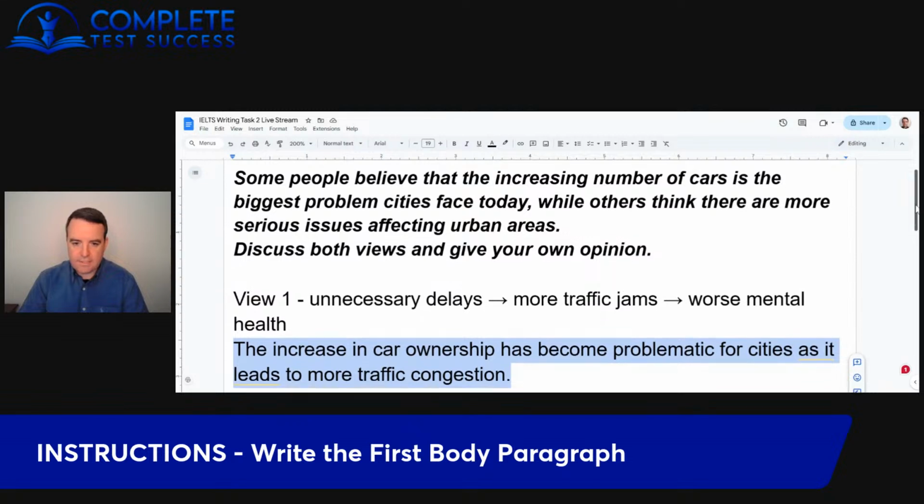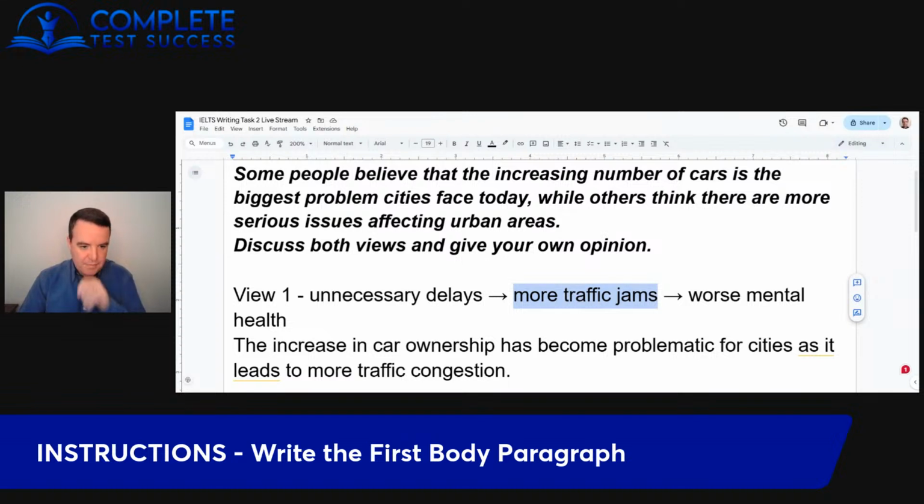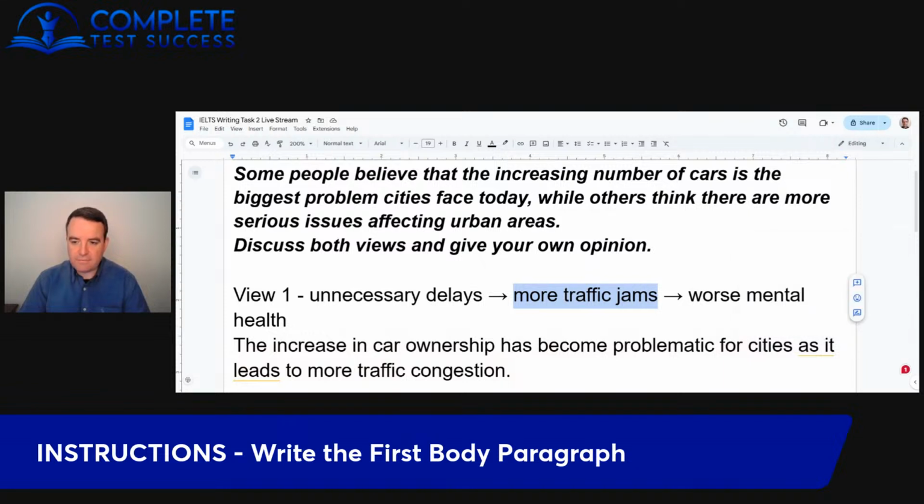Okay, so what are we going to say next? After this, we need to talk about, oh no, it was unnecessary delays was our main idea. So you've jumped straight into what was going to be the development. So the increase in car ownership has become problematic for cities as it leads to unnecessary delays. Yeah. So we're going to follow the plan.